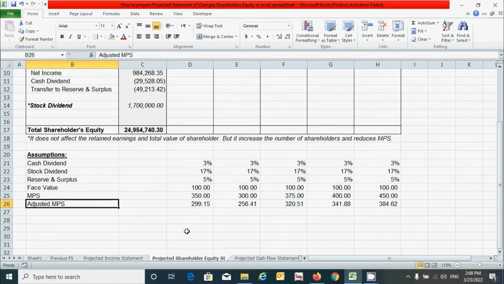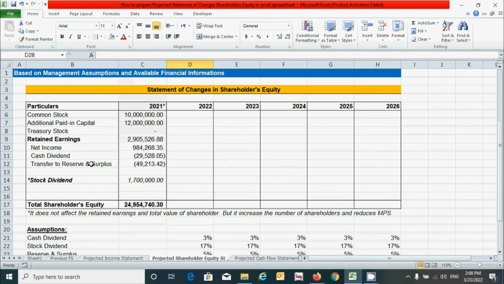Now the fifth one is adjusted MPS, that is adjusted market price per share. It is the calculated market price per share due to the stock dividend. It can be calculated by simply dividing the current price, that is this one, by 1 plus the rate of stock dividend, that is this one, and you can see in the formula bar, okay. Now let's calculate all the components of this statement, that is this one.